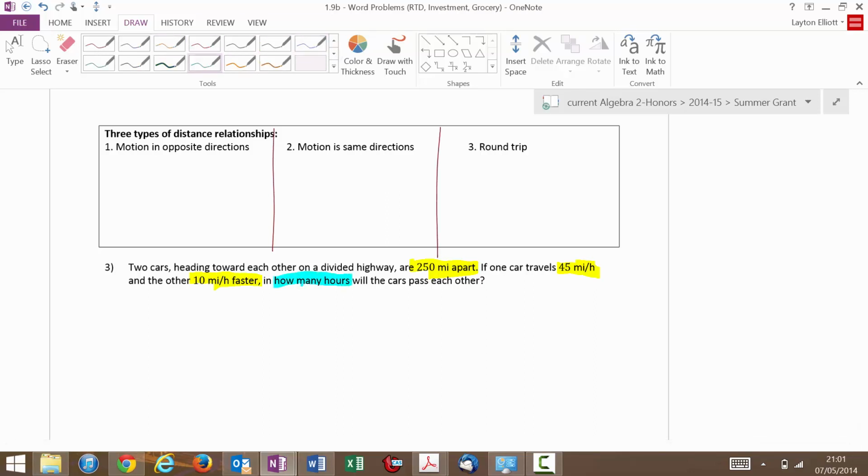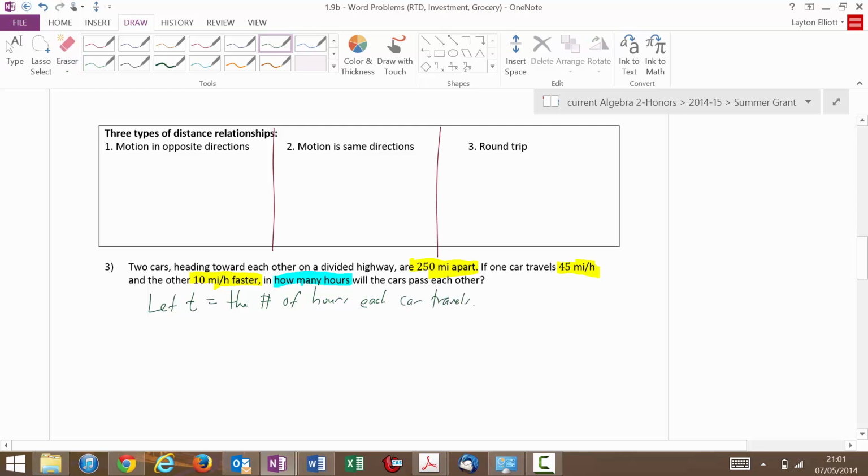Well, something I'd like to figure out when it says how many hours is, do they start at the same time? And they do. We're kind of taking this snapshot at the same time, so I'm just going to say let t, which I tend to use for time, equal the number of hours each car travels. T is the number of hours that each car travels. And this is an example of motion in opposite direction.